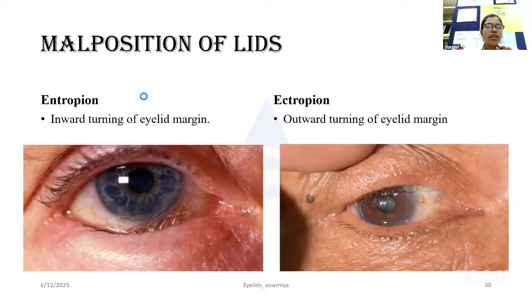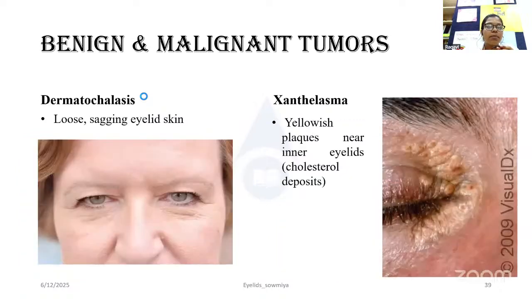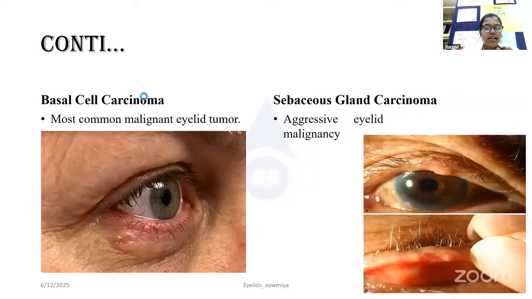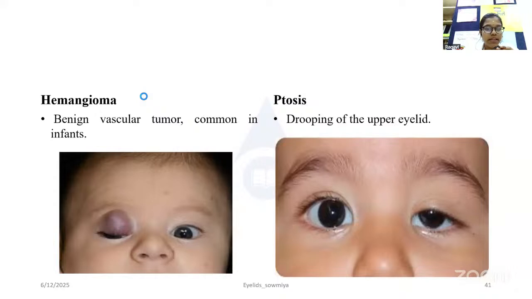Malposition of lids. Entropion: inward turning of the eyelid margin. Ectropion: outward turning of the eyelid margin. Benign and malignant tumors. Dermatochalasis: loose, sagging eyelid skin. Xanthelasma: yellowish plaque near the inner eyelid, cholesterol deposit. Basal cell carcinoma: most common malignant eyelid tumor. Sebaceous gland carcinoma: aggressive eyelid malignancy. Hemangioma: benign vascular tumor, common in infants.